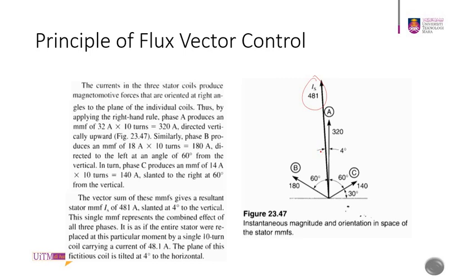So for this moment, when we measured the stator of the motor for phase A, phase B, and phase C, the vector and the magnitude of the motor current is this value. This is what we call the instantaneous magnitude and orientation. This will happen for each second.